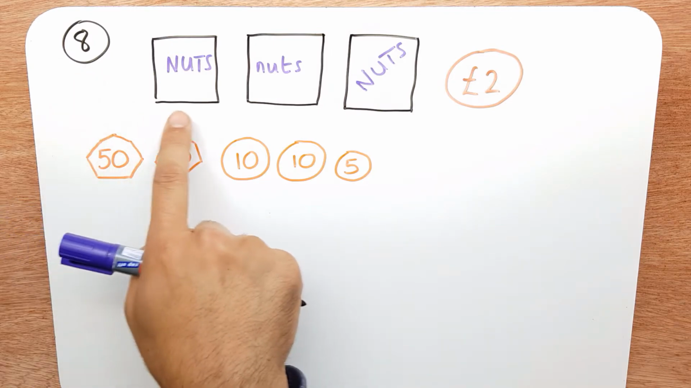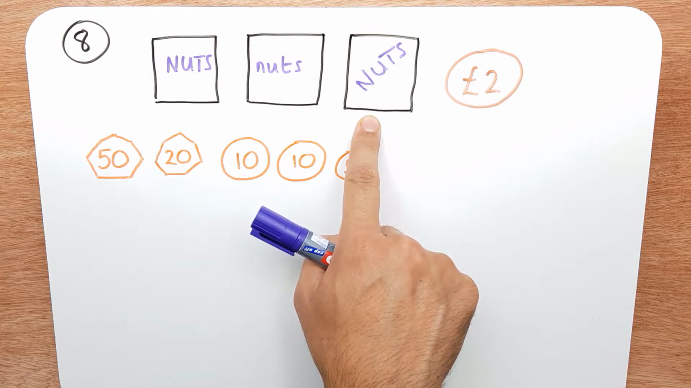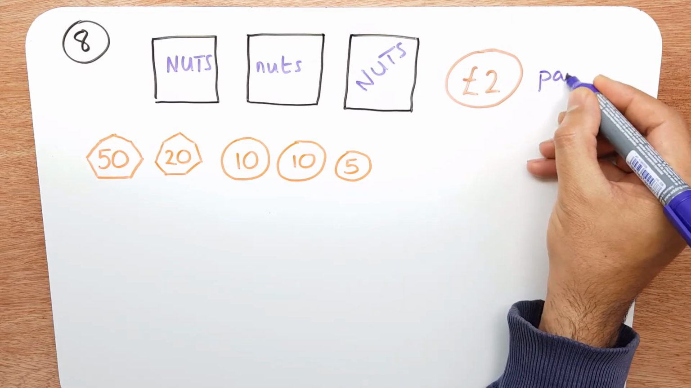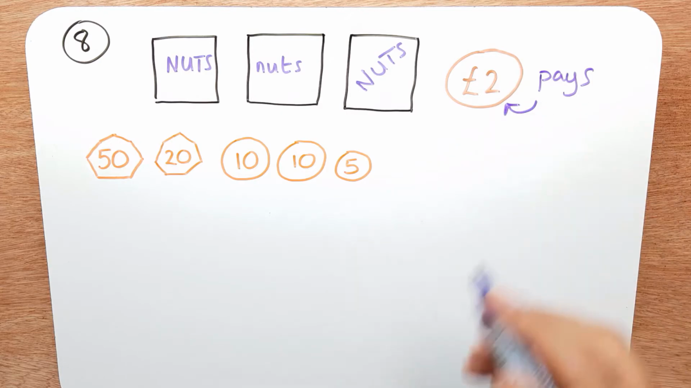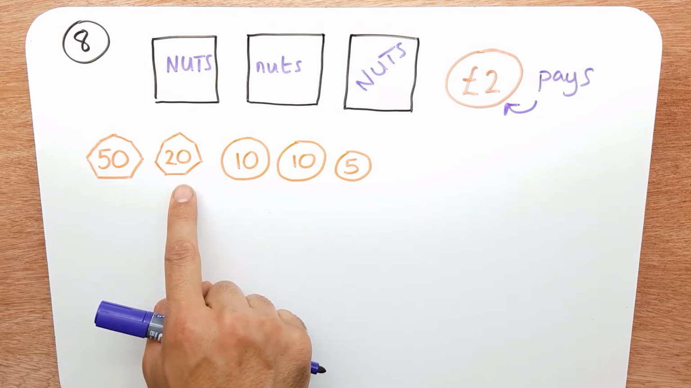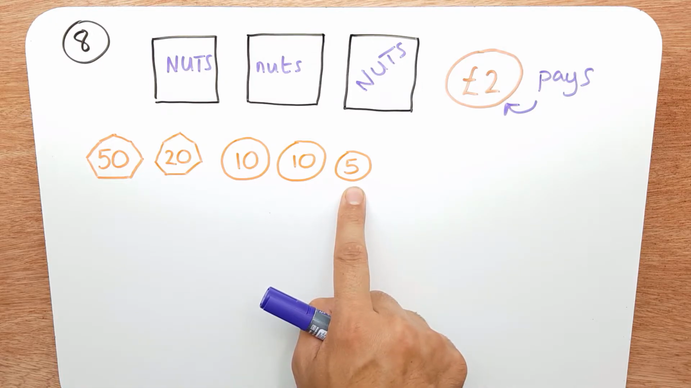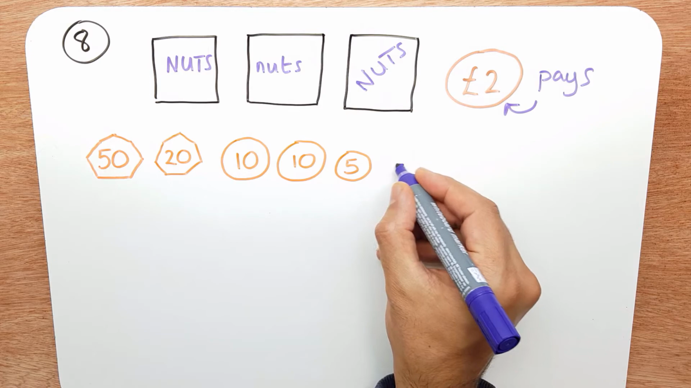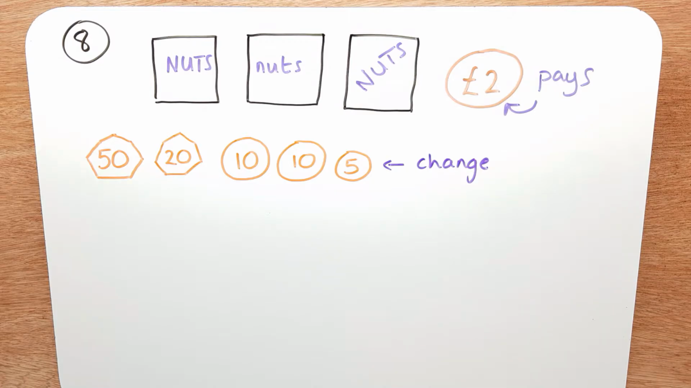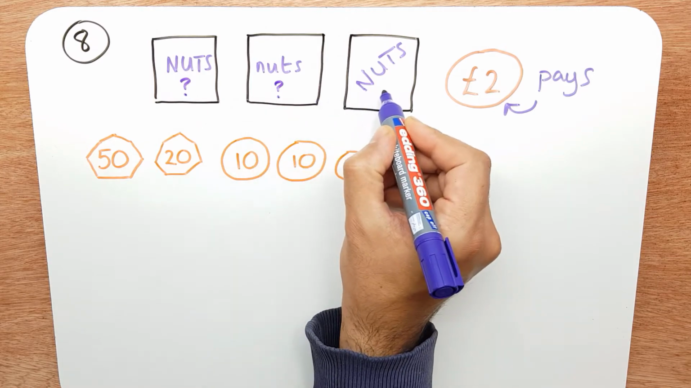In question 8, we're told that Olivia buys 1, 2, 3 packets of nuts and she pays with a £2 coin. So she pays with this, and the change she gets is this: a 50p piece, a 20p piece, two 10p pieces, and a 5p piece. So this is the change. And we're asked to calculate how much each one of these packets costs.